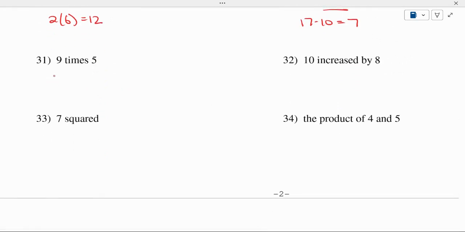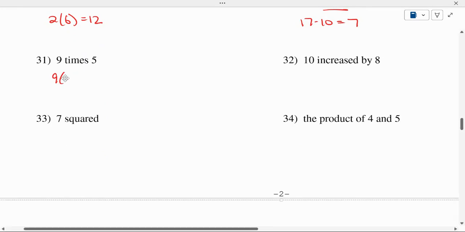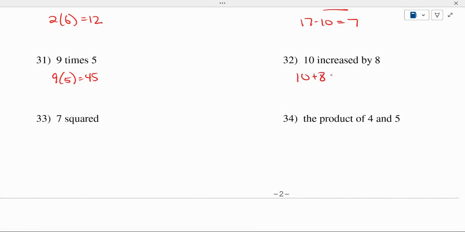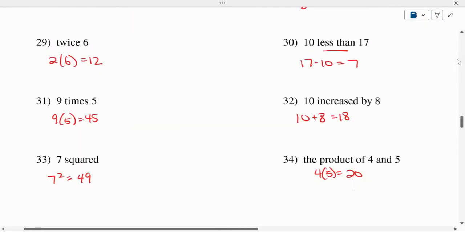9 times 5 would just be 45. 10 increased by 8, 10 plus 8, 18. 7 squared, 7 to the power of 2 is 49. The product of 4 and 5 is 4 times 5, which is 20. And that's it for our first lesson of verbal and algebraic expressions.